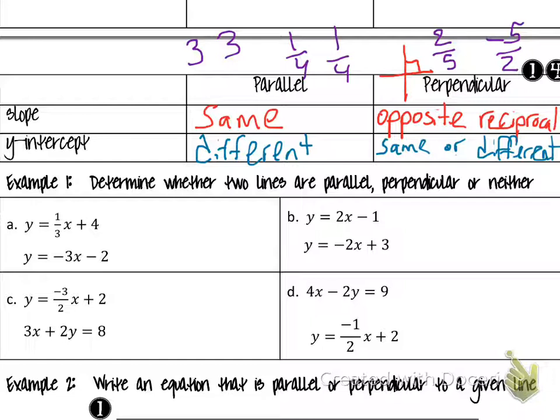So let's look through these examples and see which ones are parallel, perpendicular, or neither. So A, circle the slopes. Your slope is 1 over 3 and negative 3. Let's make this a fraction. This will be negative 3 over 1. So I have 1 over 3 and negative 3 over 1. Well, the signs are opposite and they are flipped, so they are opposite reciprocals. They are perpendicular.